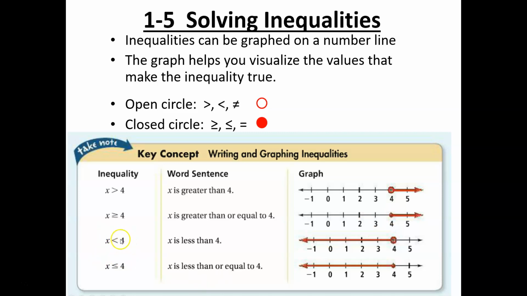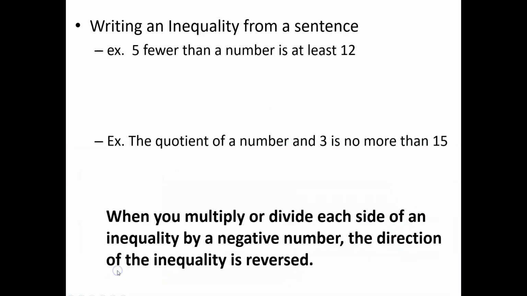Okay, then we have x is less than 4. Well, it doesn't include the equals, so it doesn't include the point. It's an open circle. And 3 is less than 4. 5 is not. So our arrow covers the numbers that are less than 4. For x is less than or equal to 4, it's the same line. We just have to have a closed circle there because the point is included.